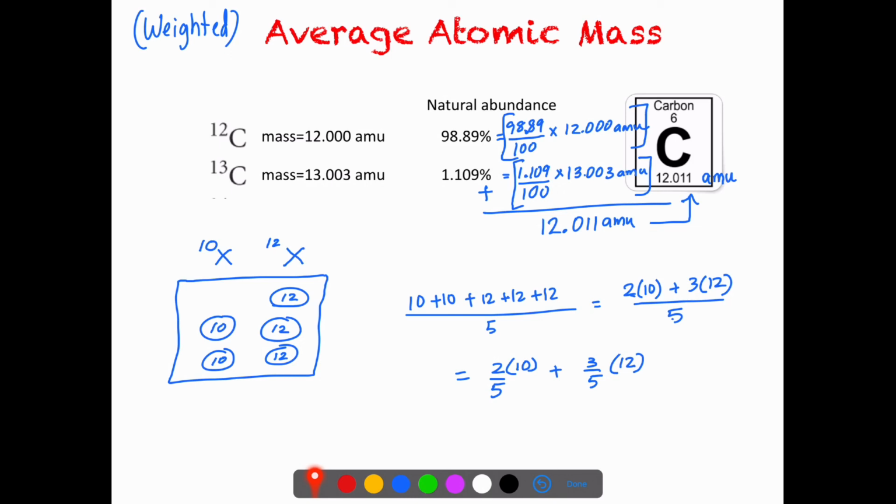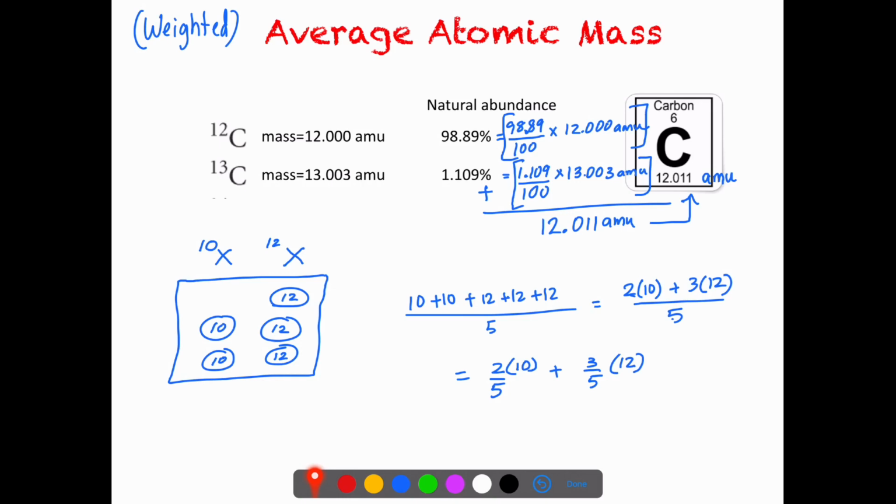And notice that the average is pretty close to the most abundant one. Because most of the carbon in the universe is made out of carbon-12, the average should be pretty close to the most abundant isotope's mass. And that's what you're seeing here.